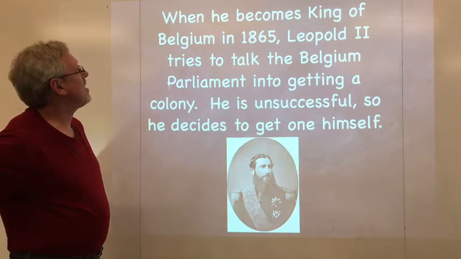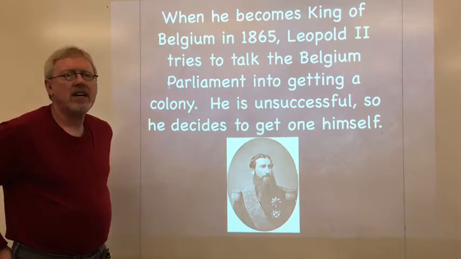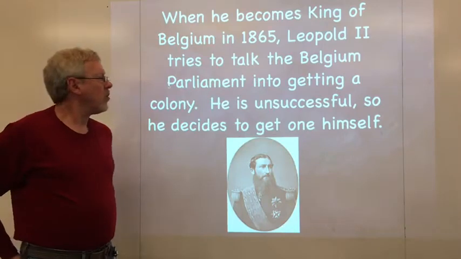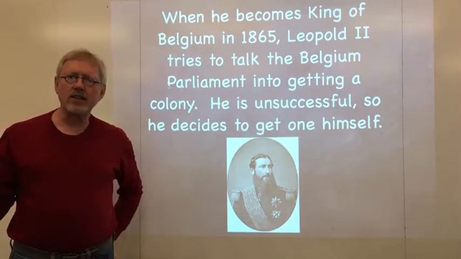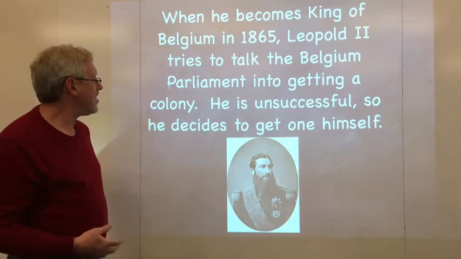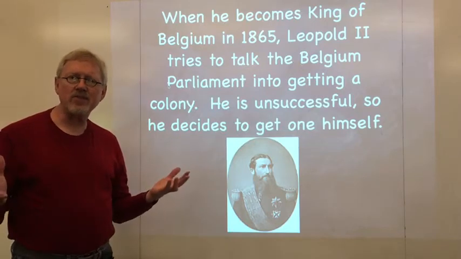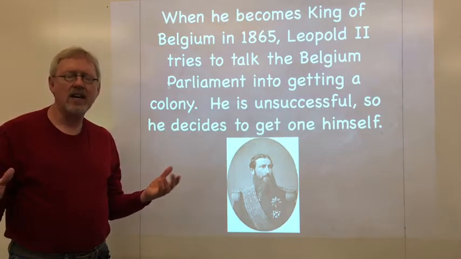When he becomes the king of Belgium in 1865, he immediately says to his parliament, we should have a colony. Everybody else is getting a colony. Belgium needs a colony. And his parliament says, that's nuts. We don't need a colony. We're doing just fine. And it's true.